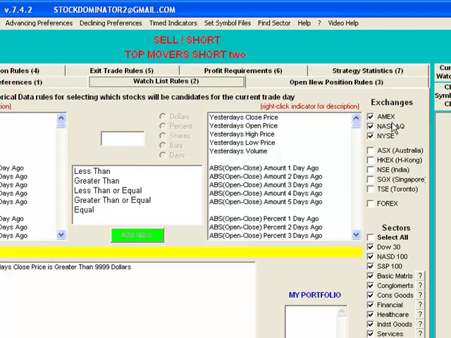So, since there are over 8,000 stocks in the U.S. markets, your watch list will narrow CoolTrade down to 50 stocks for short trades or long trades. And with CoolTrade, you can run a long strategy and a short strategy simultaneously. So that's another aspect of risk management. For some reason, this is a short strategy.